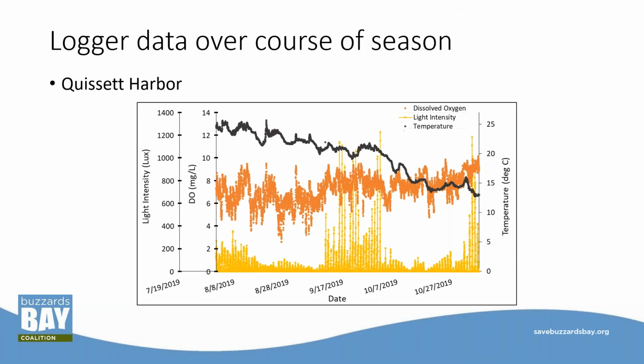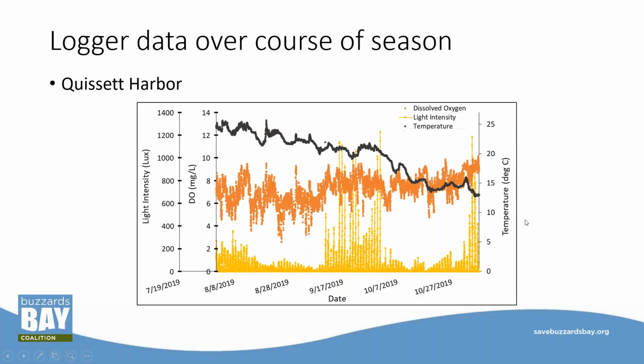Okay, so now to show you some of the data. This is data from Quisset Harbor from last year, over the whole season. On the x-axis here, we have the dates, and then we have a number of y-axes. The light intensity axis is the far left axis, and that pairs with the yellow data. Then our next y-axis is dissolved oxygen in milligrams per liter, and that pairs with the orange line. And then our right y-axis is for temperature in degrees Celsius, and that's the black line.